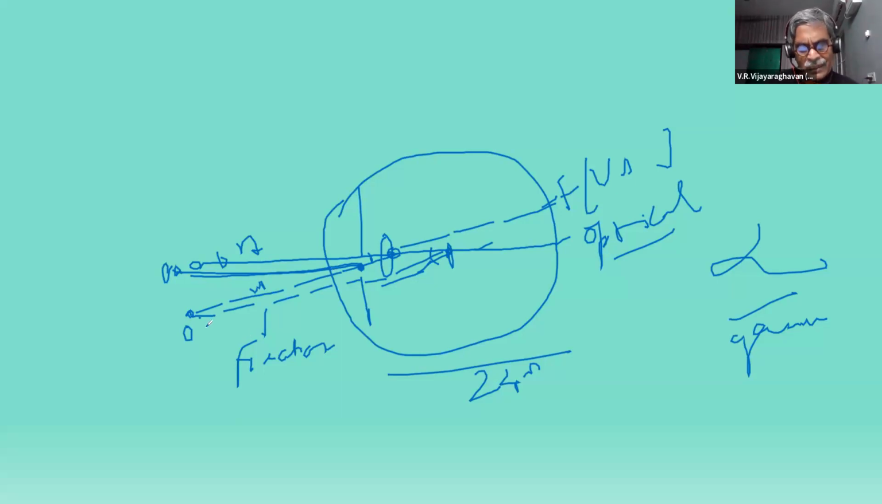Now imagine here, the visual axis and the pupillary axis creating an angle called kappa. Kappa angle. Just know this.